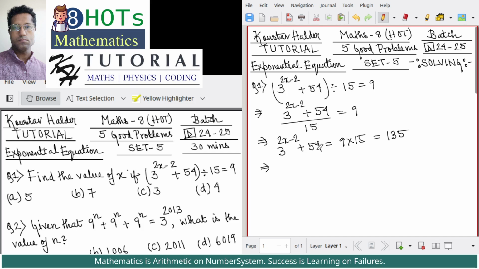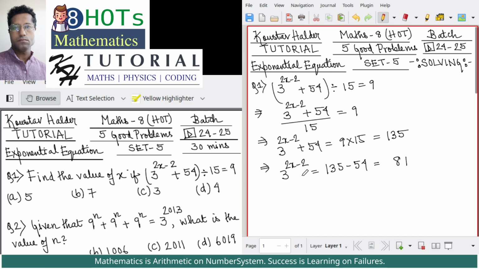Now we have 3 raised to the power 2x minus 2 plus 54 is equal to 135. I will transpose the 54 to the right hand side, and I will have 3 raised to the power 2x minus 2 is equal to 135 minus 54, and this is equal to 81.